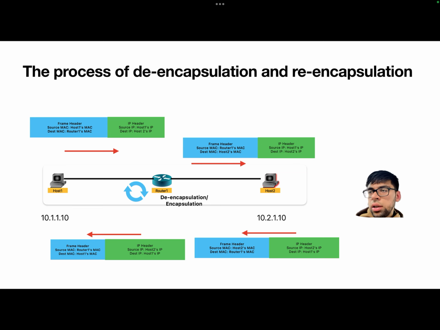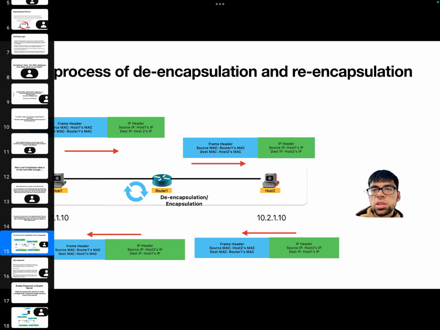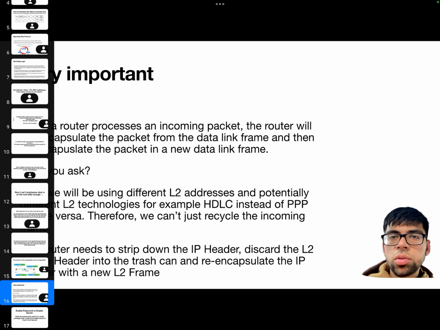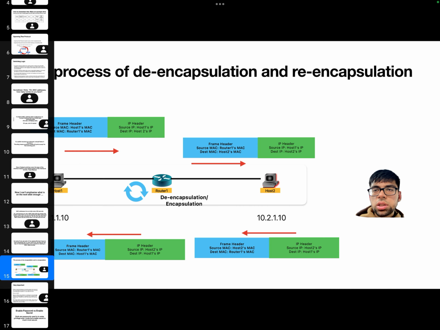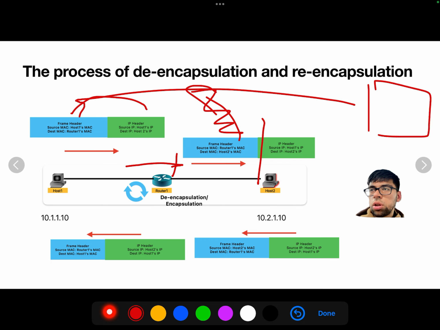Now, de-encapsulation, re-encapsulation, something also very important to know about. So frames are being changed at every point in this delivery of this IP header. Our IP header is first encapsulated inside of this frame. When it gets to this router 1, it will extract the IP header. It will throw this frame header into the trash, and it will put a new one on.